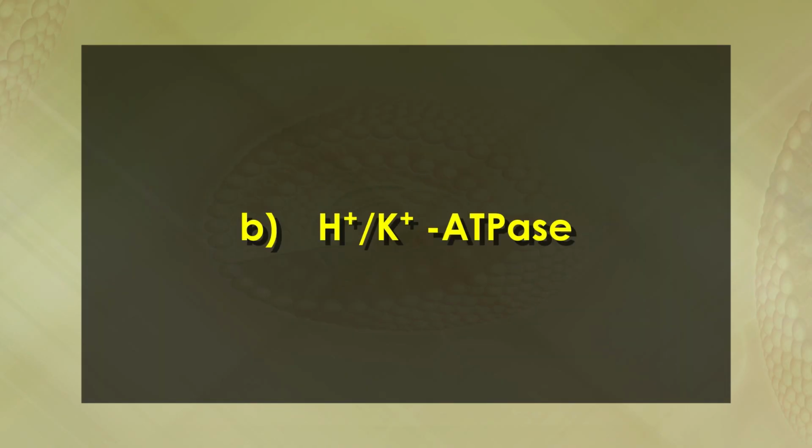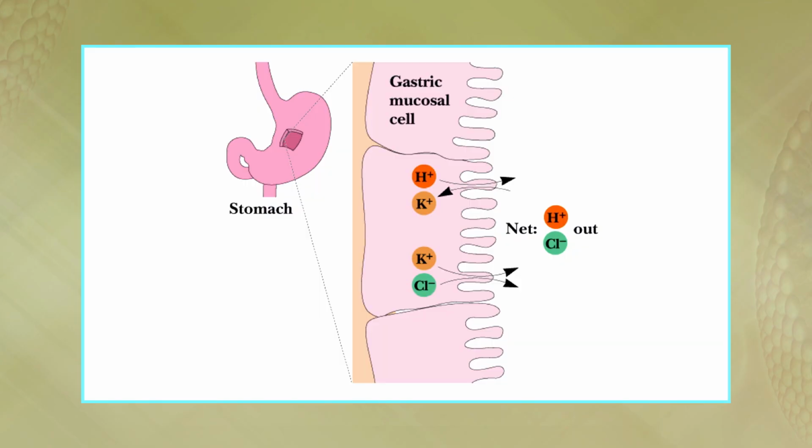Hydrogen-potassium ATPase. The epithelial lining of the stomach contains potassium-hydrogen ATPase, which secretes a solution of concentrated acid, up to 0.16 normal HCl, into the stomach chamber.